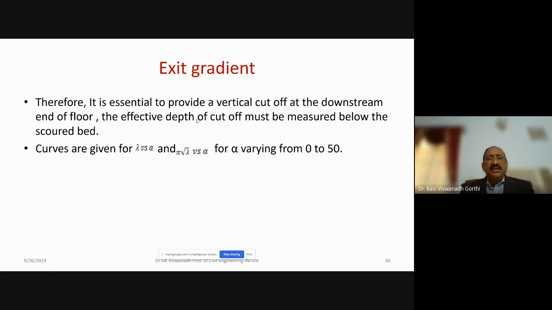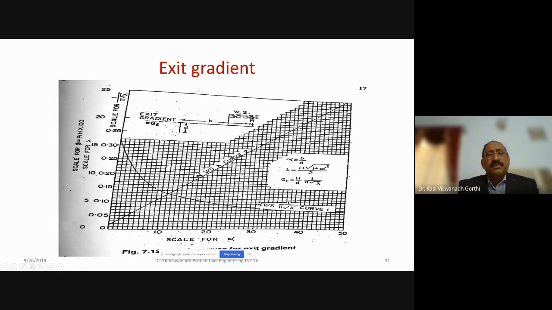So curves are given for the values of lambda versus alpha, also 1 by pi root lambda versus alpha, for the value of alpha varying from 0 to 50. So this is how the exit gradient is obtained, with D at the downstream end and the total length of the horizontal floor B, and you have a scale for 1 by pi root lambda and a scale for alpha. So alpha versus 1 by pi root lambda curve, and alpha versus lambda curve. So these are the two things.